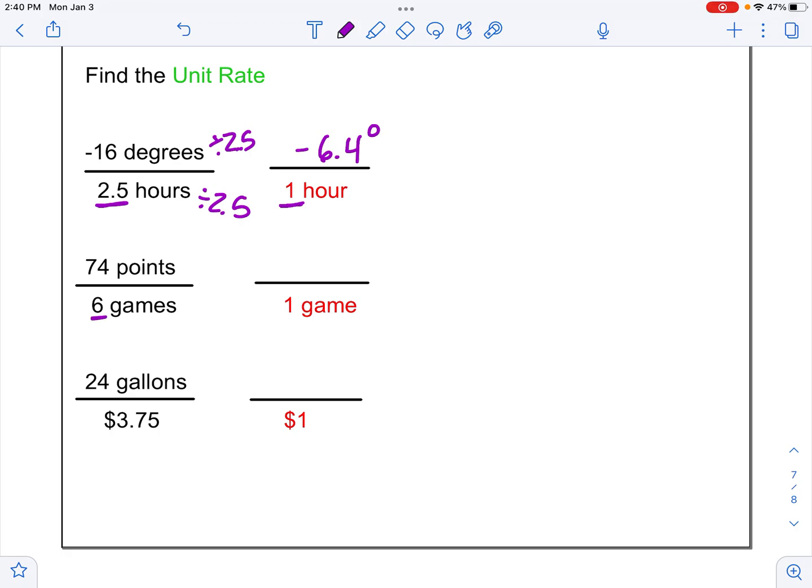So here we had 6 games. I want to know each game, so I divided by 6. What I do to the bottom, I have to do to the top. So I'm going to divide that 74 by 6, and I get 12.3 repeating. So here's 24 gallons for $3.75. And you notice it's always the bottom number I'm taking down to 1. I always want to know that single unit for the bottom denomination, not the top. So I'm just going to divide this by 24, and I'm going to get 6.4 gallons.